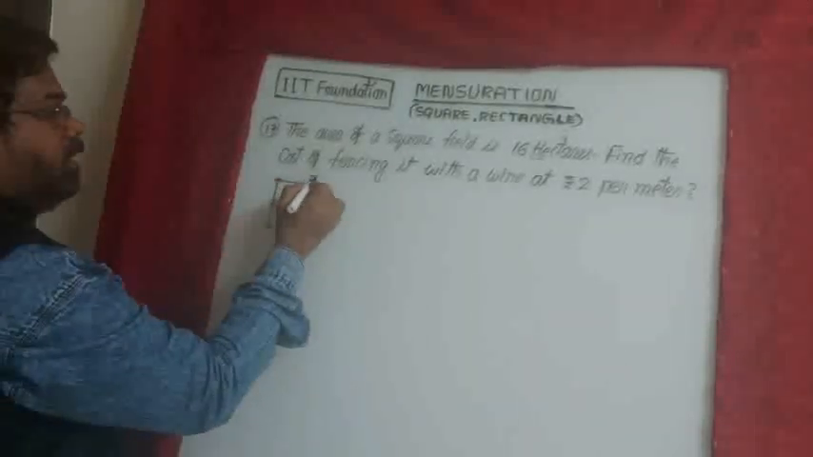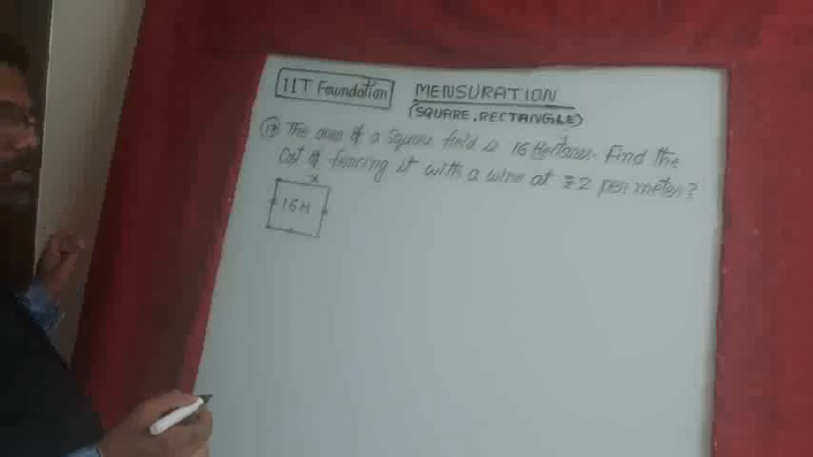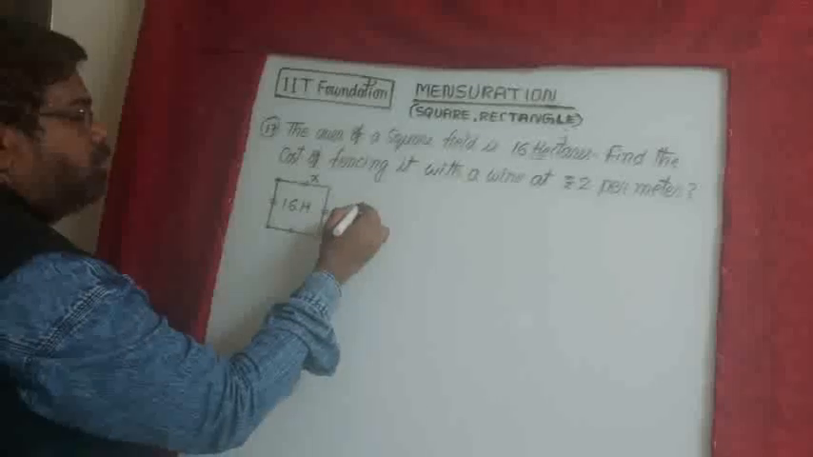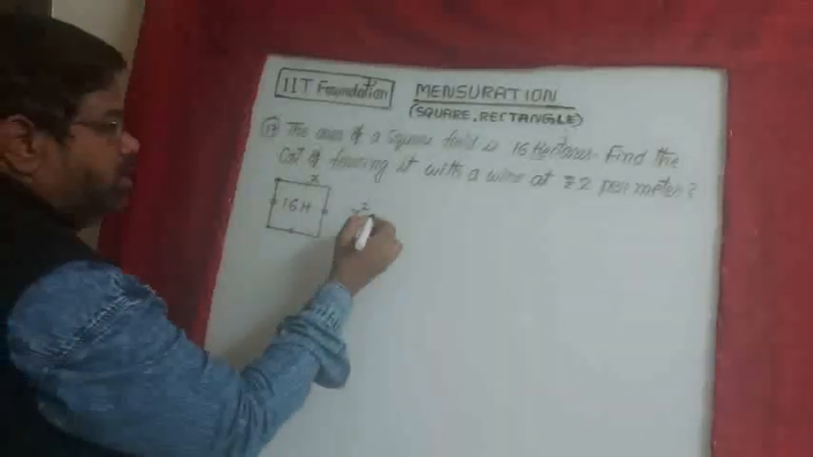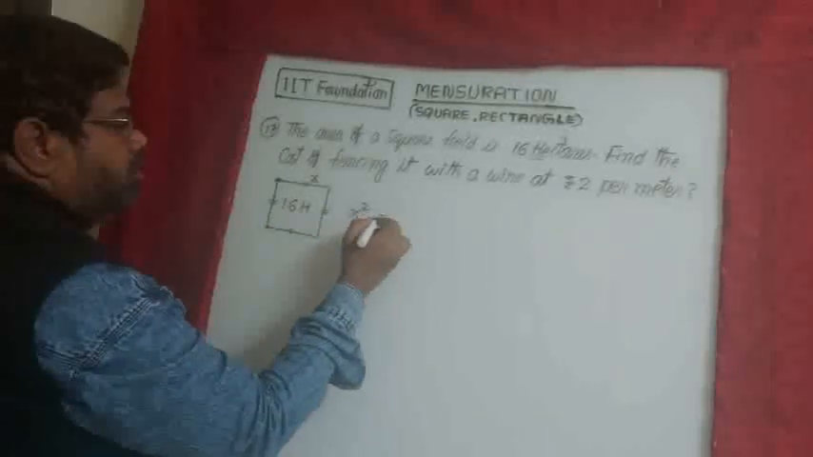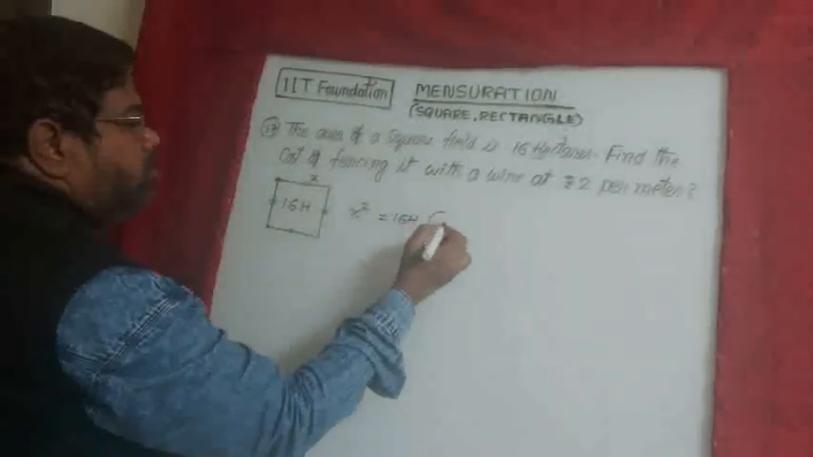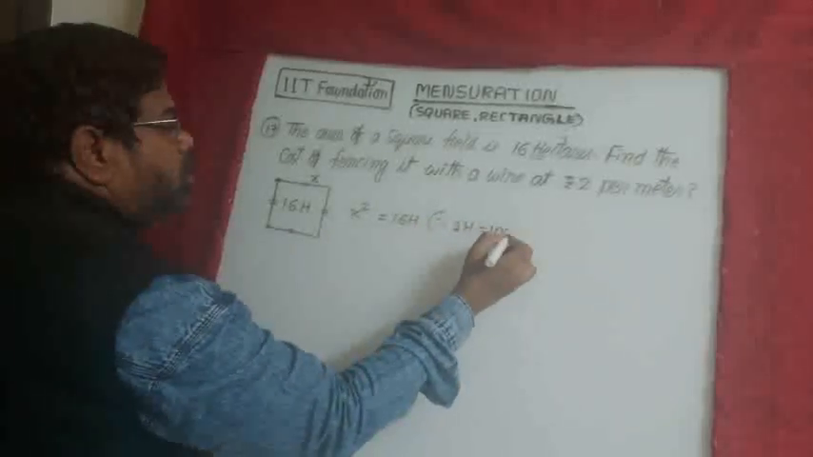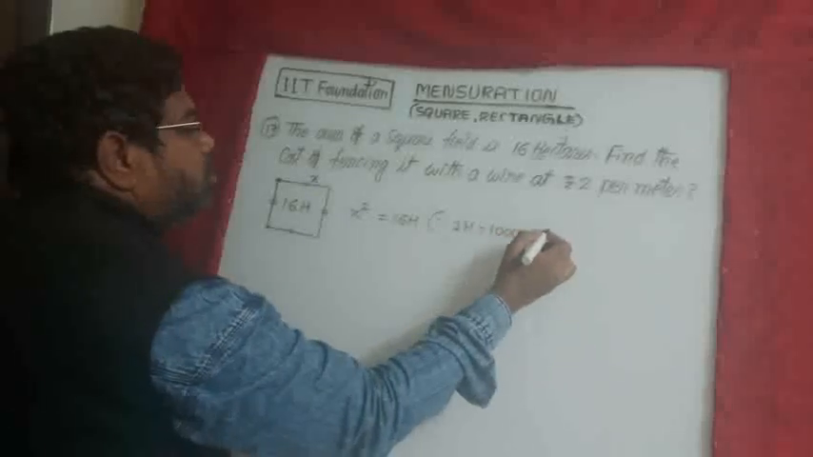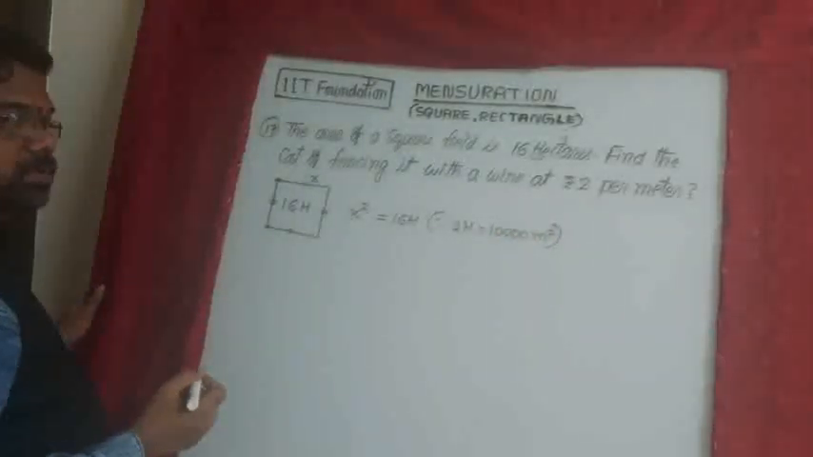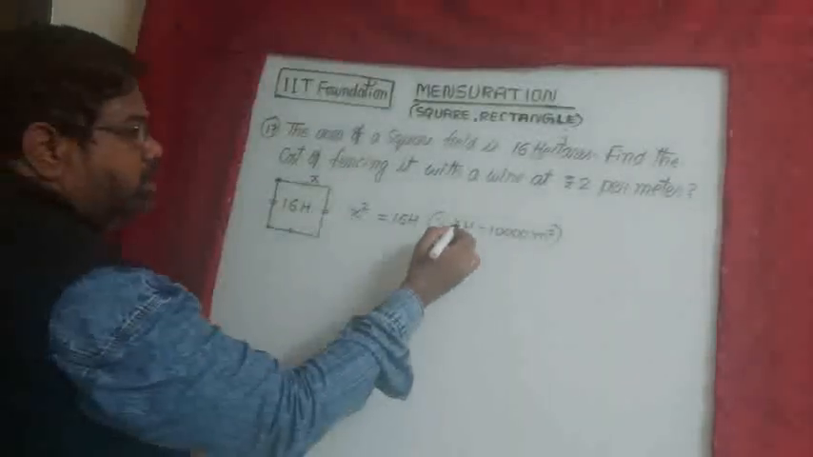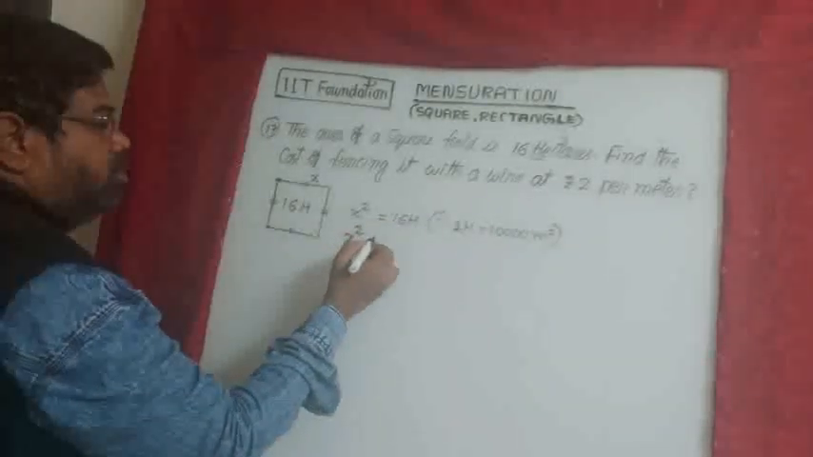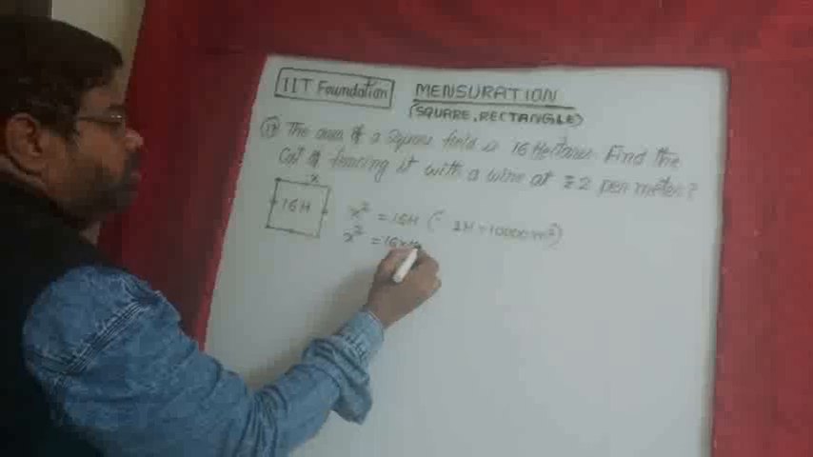Let each side be x. Look, how can we find the side? Let each side be x. The area is given, and the area formula is x squared. But here it is given as 16 hectares. So what is 1 hectare? 1 hectare is 10,000 square meters. So 1 hectare is 10,000 square meters. It is given as 16 hectares. Now what is its value? 16 hectares means 16 into 10,000.